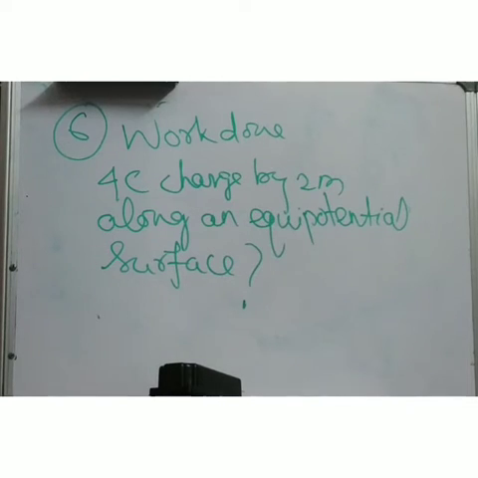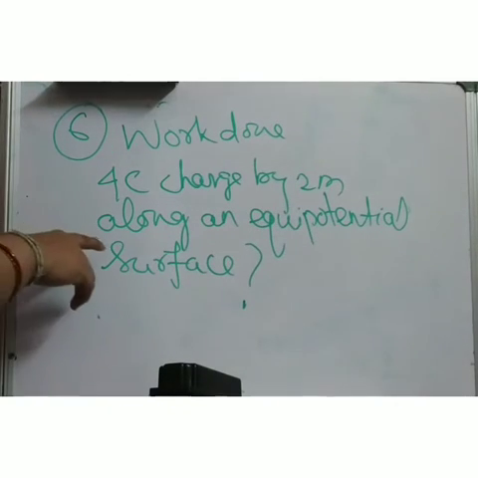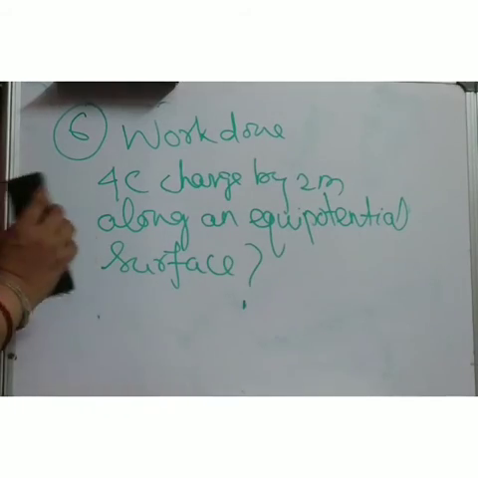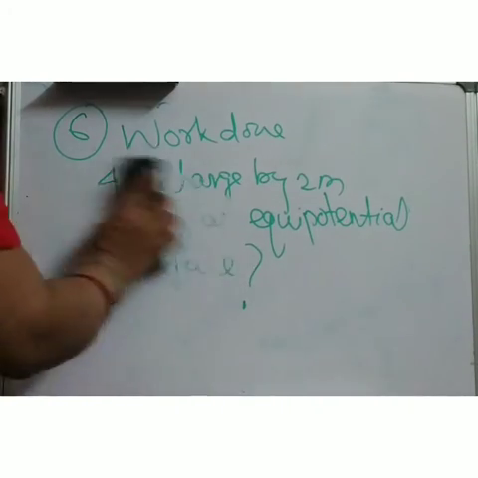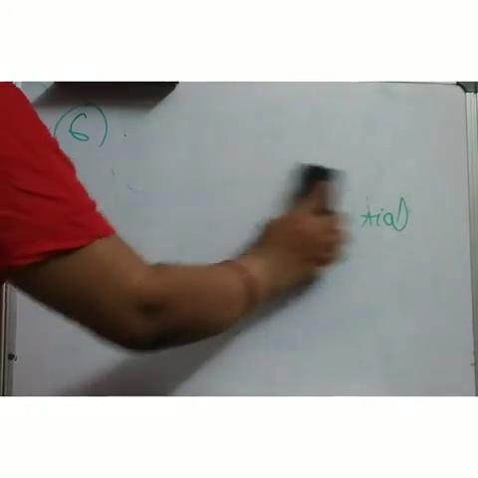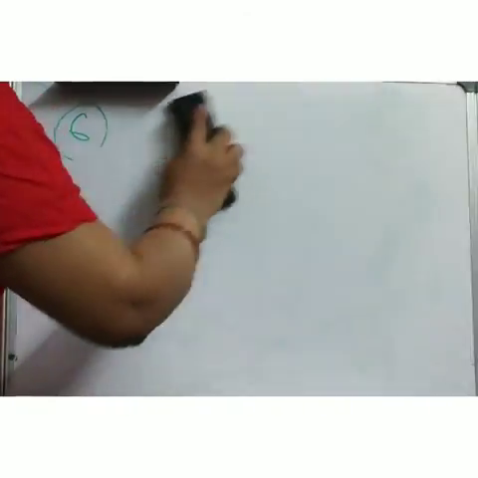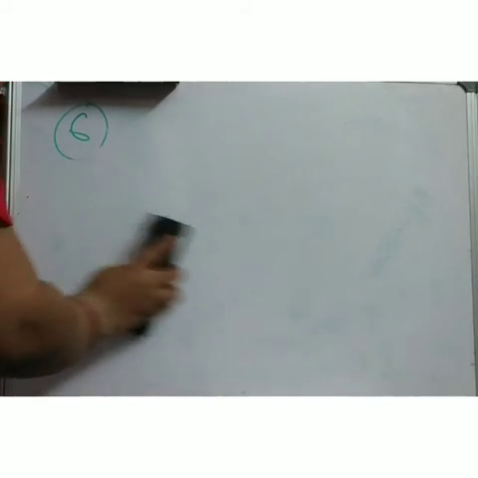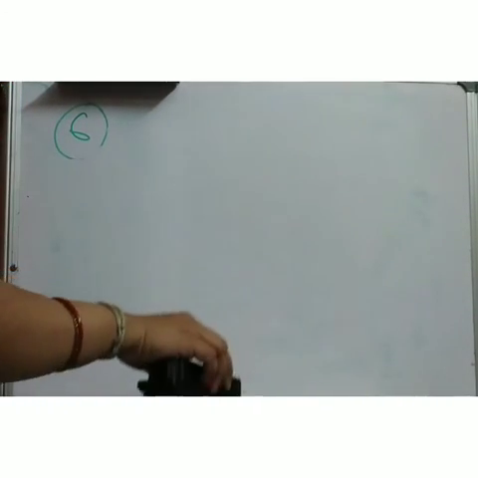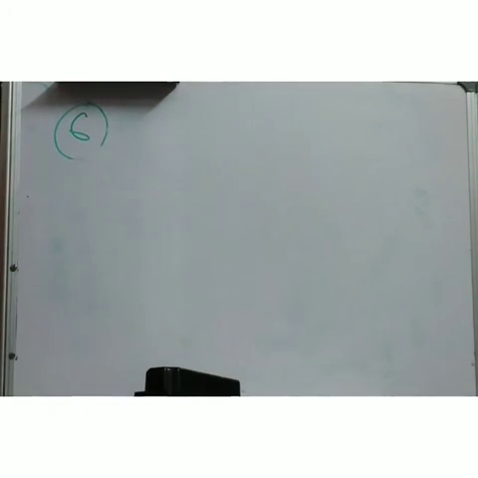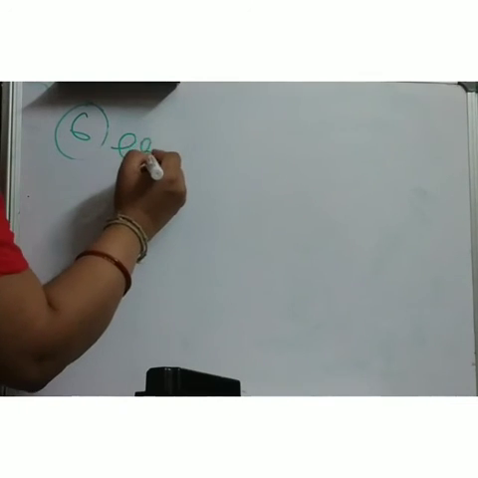Is it 8? No. The answer will be 0. Why will the answer be 0? Because I have to explain this. Here one term is that you have to move that charge through 2 meter by 2 meter, but along an equipotential surface. The term is there.